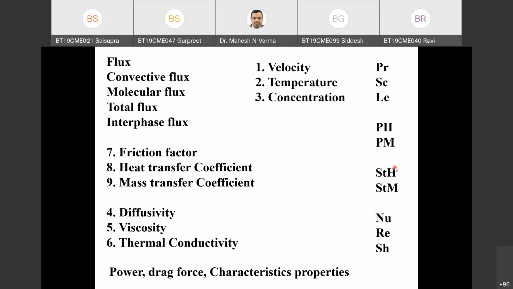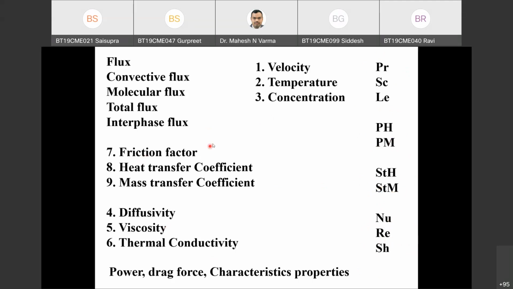While discussing the ratio of transfer coefficients, it gives the Stanton number for heat transfer and the Stanton number for mass transfer. The ratio of fluxes will give me the Nusselt number, Reynolds number, and Sherwood number. So these are the 10 dimensionless numbers with physical significance we have discussed till now: Prandtl number, Schmidt number, Lewis number, Peclet number for heat transfer, Peclet number for mass transfer, Stanton number for heat transfer, Stanton number for mass transfer, then Nusselt number, Reynolds number, and Sherwood number.